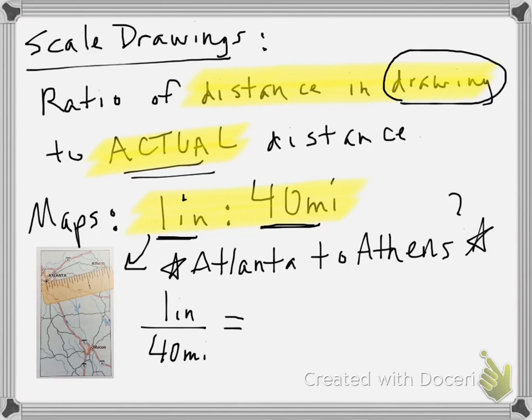And so we could create a proportion and say, let's say the person measured on this map 1.5 inches. We could figure out, hey, how far is that from Atlanta to Athens? Well, I'm just going to stop the video here because I think at this point we know how we could find that distance. We could use cross products, and we'll talk that through during class.